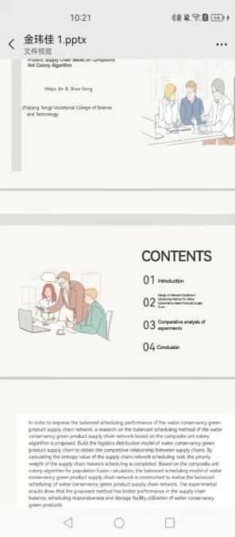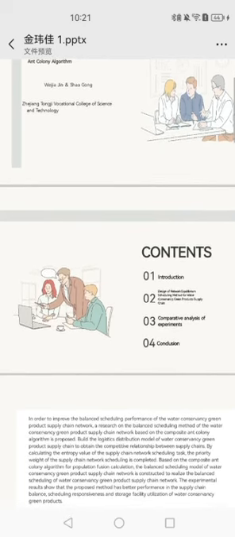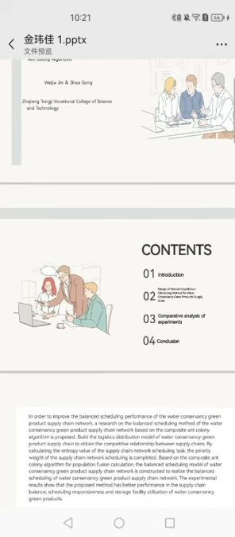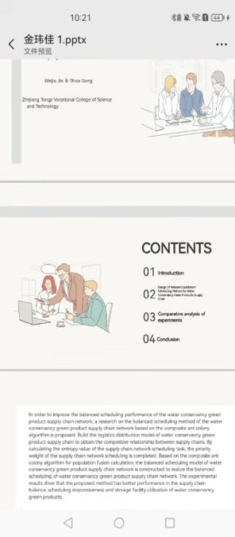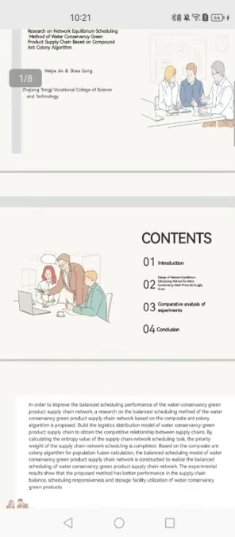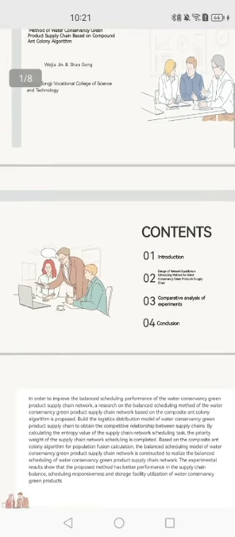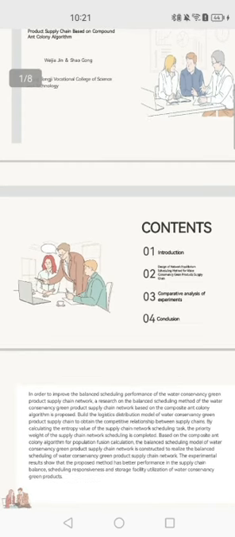Based on the above research background, this paper applies the compound and colony algorithm to the balanced scheduling of the water conservancy green product supply chain network, so as to ensure the stability of the water conservancy green product supply chain network. Design of network equilibrium scheduling method for water conservancy green products supply chain.